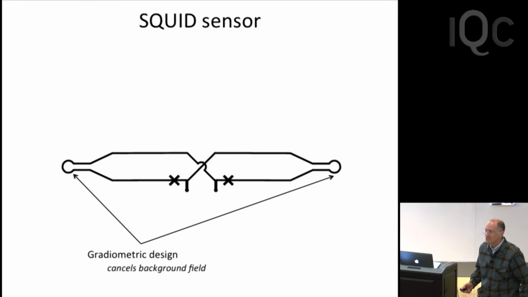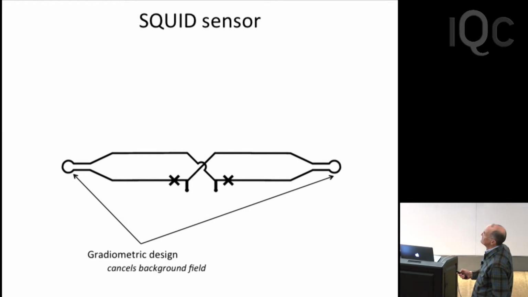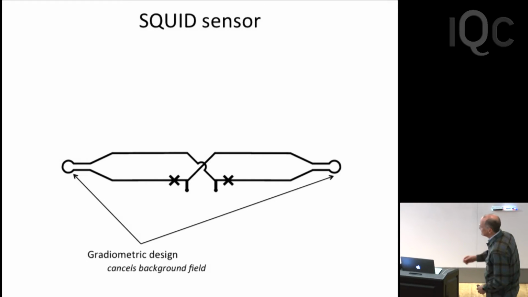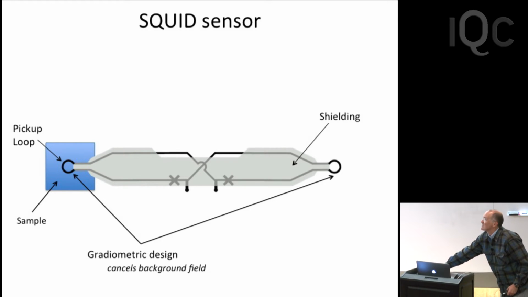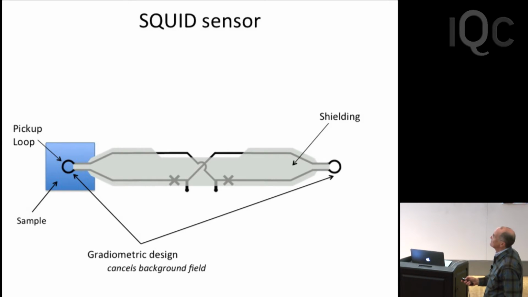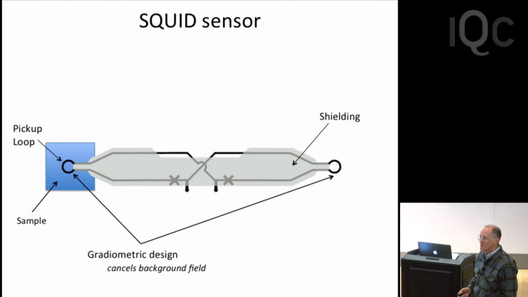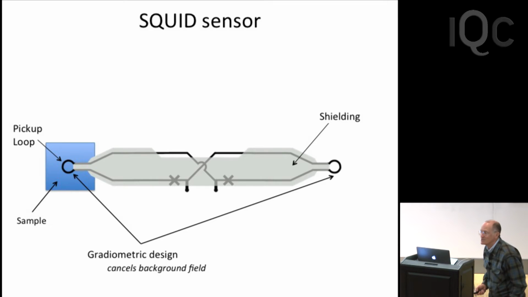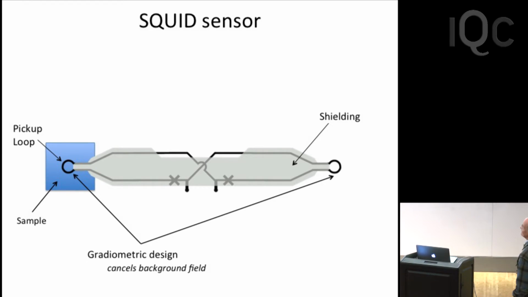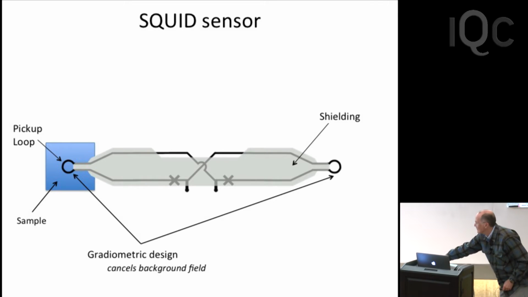We put shields on it. In our case, the shields are made of superconductor, and they encase the leads in a coaxial structure so that it's very insensitive to magnetic field, except where the pickup loops are. One of the pickup loops is brought close to the sample. The other pickup loop is typically several tens of microns away from the sample, so it doesn't really see much of what's going on with the sample.